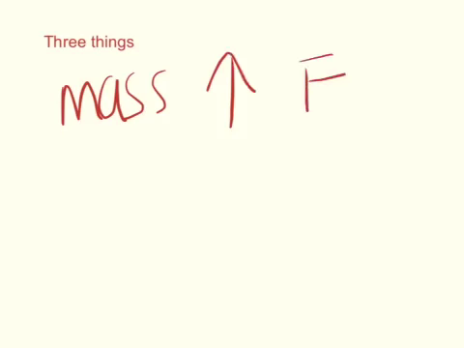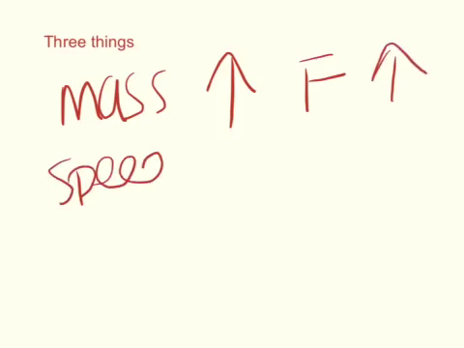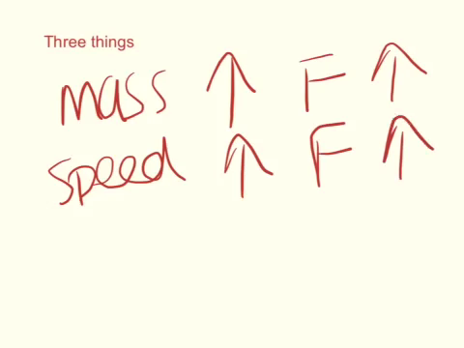Now there are three things that affect the size of that centripetal force, so how big the force needs to be to keep the object moving around in a circle. The three things are the mass of the object, and if the mass increases, the size of the force increases. The second one is the speed of the object. If you want to make it go faster, you need to have a bigger force to keep it moving in a circle. That kind of makes sense. If you tried to go around a roundabout in a car really quickly, you might not have enough friction to keep you going in that circle.